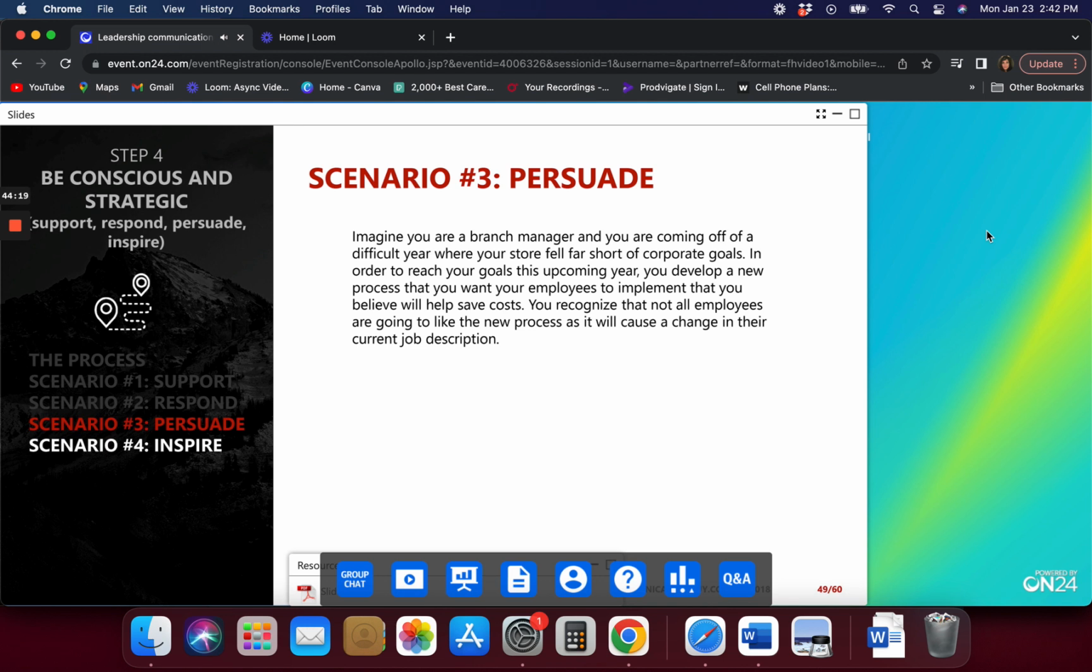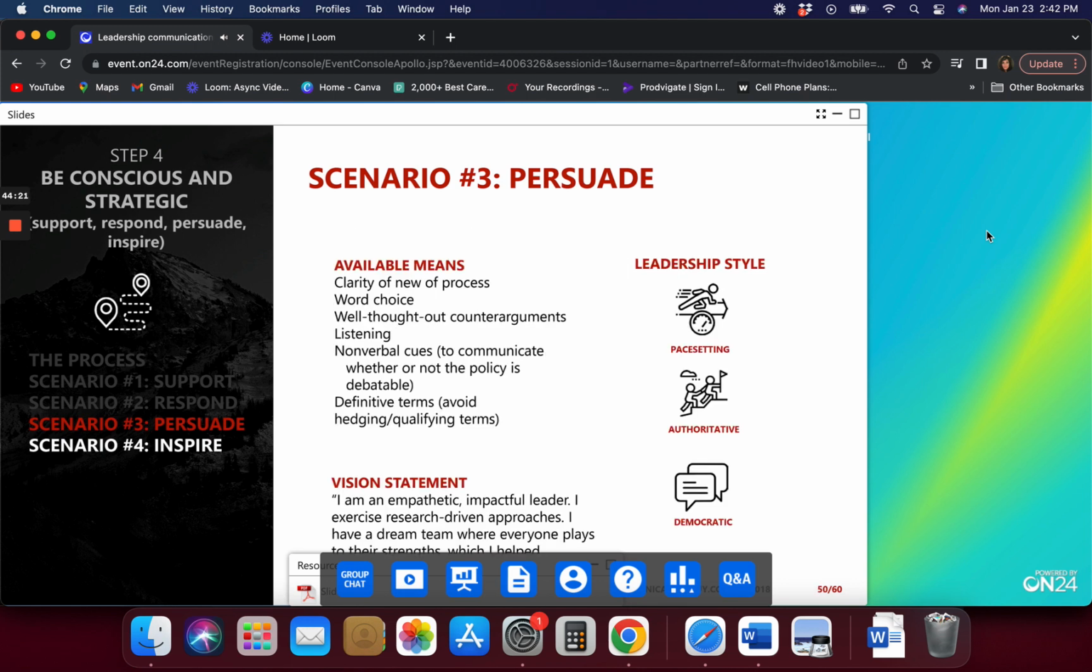So this is similar to the first, but you're talking about a new policy. You just want to be clear about the process. Make sure your word choice is clear. Be thinking about counter arguments in advance. If you know in advance that your employees are not going to like this, think through their counter arguments so that you have a prepared response to those. Do listen to their concerns. Give nonverbal cues again, letting them know that this is not debatable. It's not something we can change. This is what we have to do.